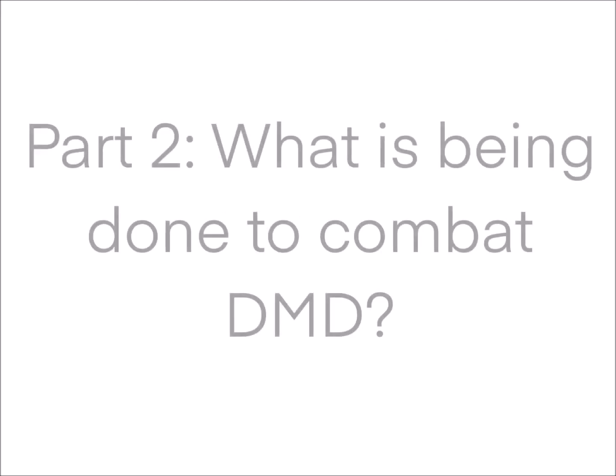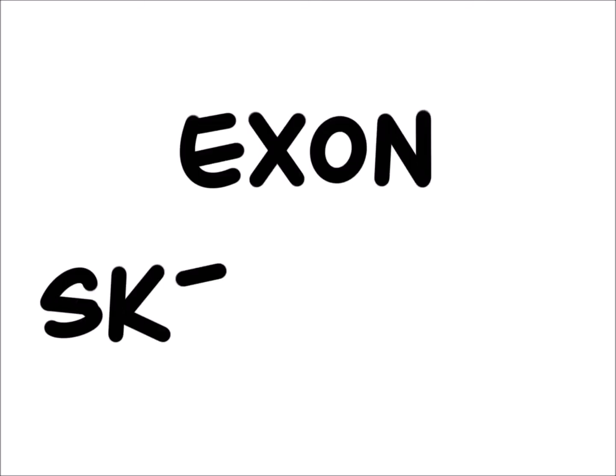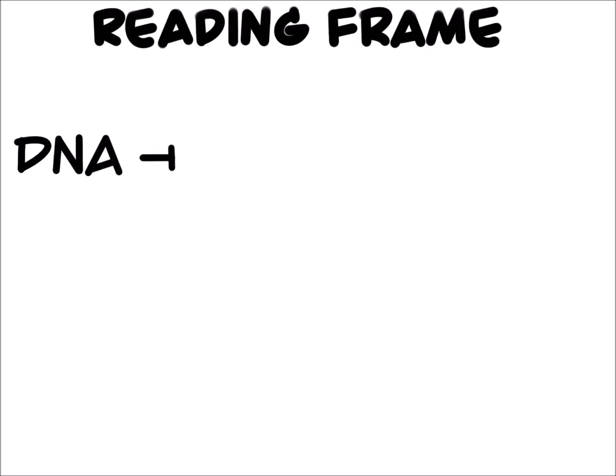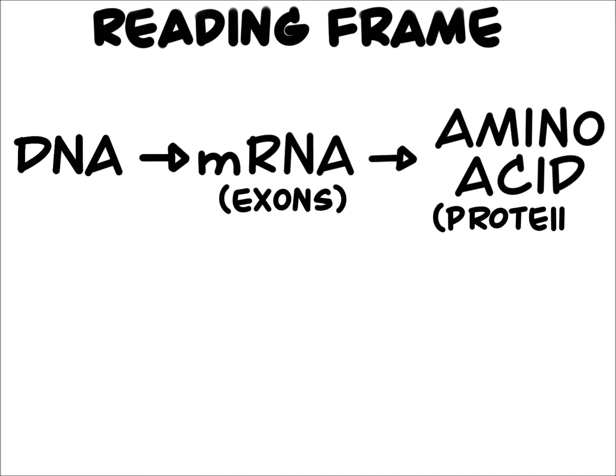There are multiple ideas being thrown around as to how to combat DMD, the first one being exon skipping. But to understand the purpose of exon skipping, we need to know what a reading frame is. A reading frame is how you read a sequence of nucleotides that make a series of amino acids. To start this process, you transcribe the DNA strands into mRNA strands, and then translate the mRNA into amino acids. mRNAs mostly consist of exons and amino acids grouped together to form proteins.